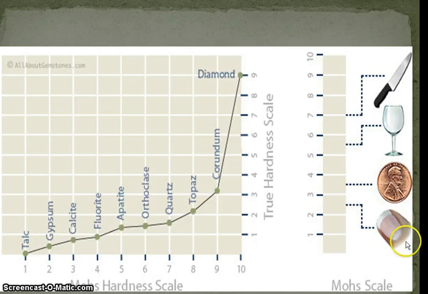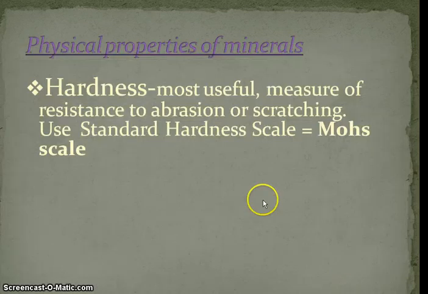When you look at this, the other thing that you'll notice is on the right side there are some common objects: your fingernail, penny, glass. These 3 objects are what we're actually going to be using in our test procedure to see how hard a mineral is. Your fingernail is a 2.5 on the scale, penny is a 3.5, and your glass is a 5.5. Now we'll use those 3 tools to actually come up with what this scale may look like.